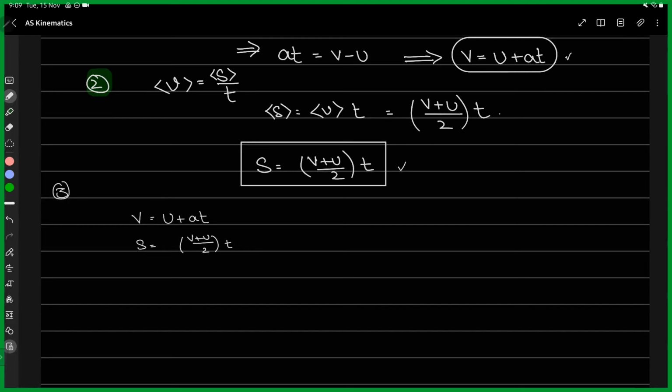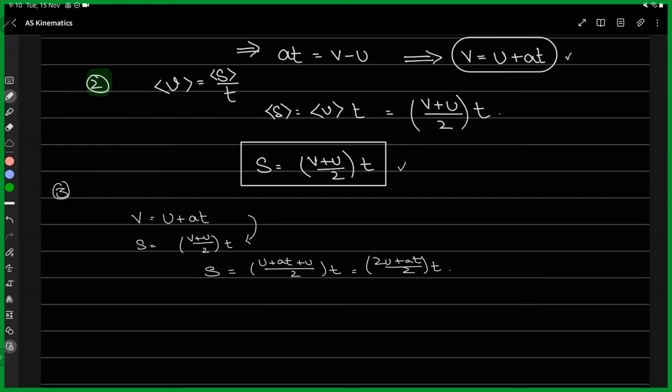Now there's something that I can do here. I'll take the first equation and put it in the second one. I'll replace the v in the second equation by what is on the right hand side of the first equation. So s is equal to, for v, I'll write u plus at, then plus u, over 2, and all of this multiplied by time. Simplifying, you get (2u plus at) over 2 times time.